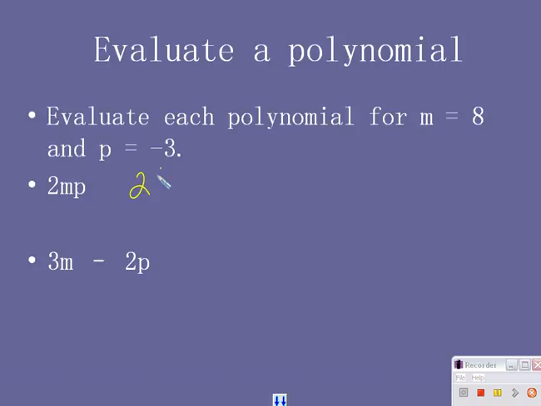So 2 times m is 8, and p is negative 3. 2 times 8 gives you 16 times negative 3. A negative times a positive will give us a negative, and 16 times 3 is 48.